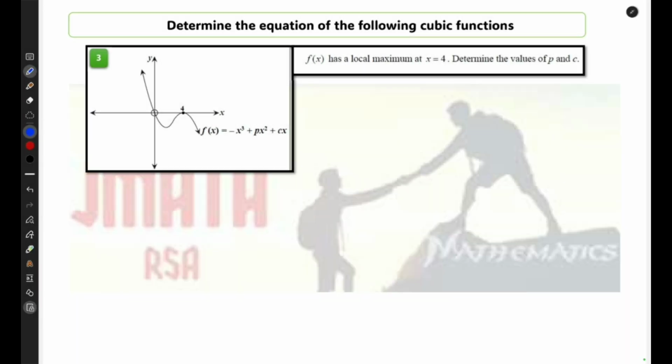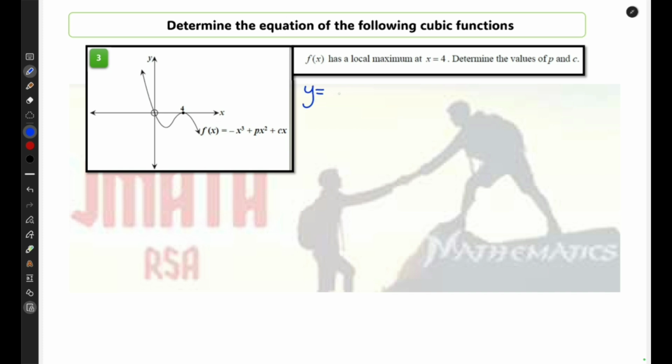Question 3, determine the equation of the following cubic function. If f(x) has a local maximum at x equals 4, determine the value of p and c. Okay, so they are giving me a coordinate for the turning point, and in this specific case, once again, I have enough info to do the turning point formula or the x-intercept formula. I'm going to go with the x-intercept formula because it's going to give me the answer the quickest. The other one I'll have to do get equation 1, get equation 2, and then work it out. So let's start with the x-intercept formula.